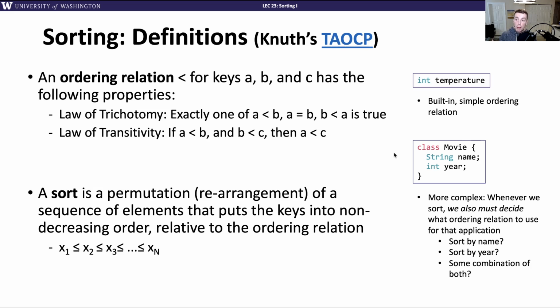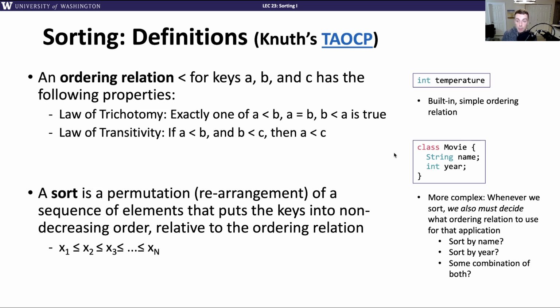So now that we have this ordering relation, the problem of sorting a list is, given a list, a sort of that list is just a permutation or a rearrangement, changing the order of the values inside of it, of the sequence of elements that puts the things you're sorting by in non-decreasing order relative to whatever your ordering relation says. So a proper sort would have x1 less than or equal to x2 less than or equal to x3. Sorry, all those are less than or equal to. And so your sort, the final output, should have something like x1 first, then x2, then x3.